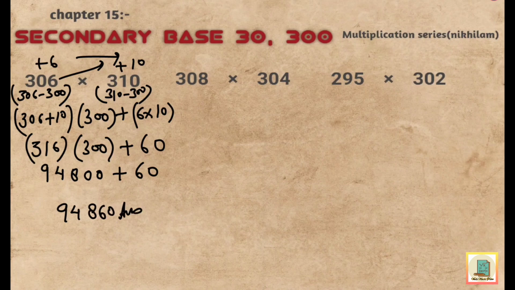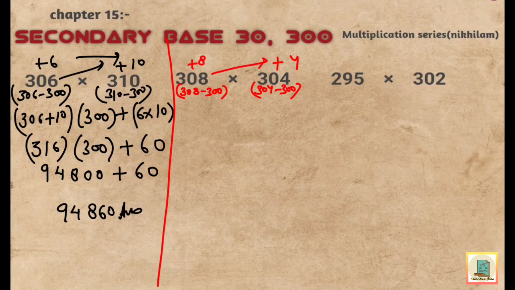Now let's understand the second question, which is 308 multiplied by 304. Now let's find out the deviations first. 308 minus 300 gives you plus 8 as deviation, and 304 minus 300 gives you plus 4 as deviation. Now first number plus the second deviation. 308 plus 4. Multiply the base, which is 300. Plus multiply the deviations, which is 8 multiplied by 4.